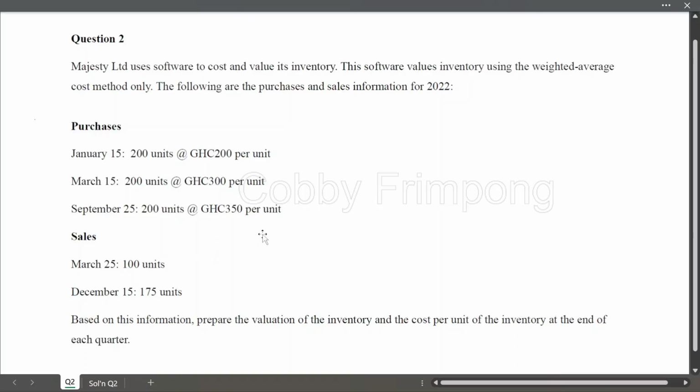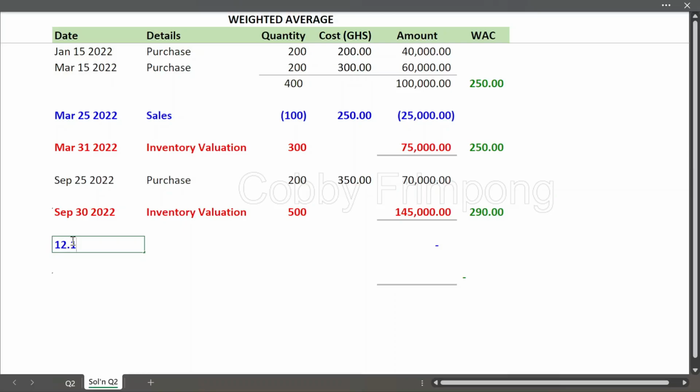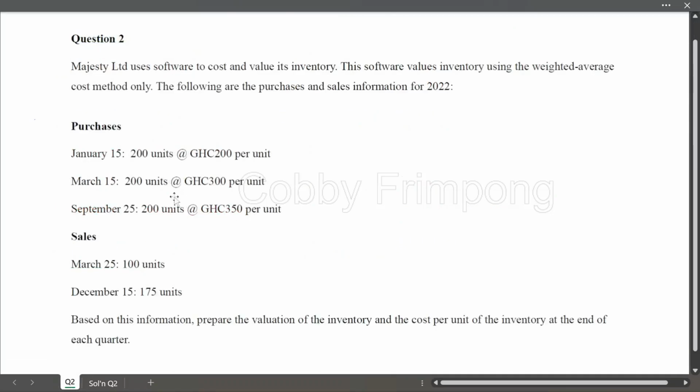We are now in the last quarter of 2022. The only transaction that took place in the fourth quarter is a sales transaction of 175 units on December 15th. This will be issued or sold at our new weighted average cost per unit, which is 290 Ghana cedis, giving us a total cost of sales of 50,750 Ghana cedis. We've taken care of all the transactions that occurred within the year.